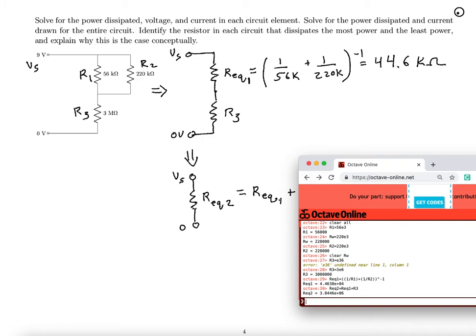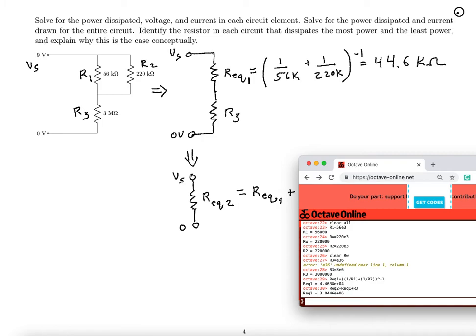3.04 mega ohms. And that also makes some sense. 44K plus 3 million is just a little bit over 3 million. And this number is slightly larger than any of these resistors individually, since the current has to flow through more resistance. So let's look at this R equivalent 2, which is the single resistor that represents this whole circuit. And let's figure out what is the power and voltage there.